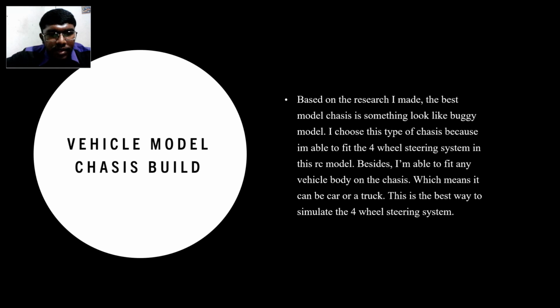Okay, now the vehicle model chassis build. The chassis is basically made of metal sheets. Based on the research I made, the best model chassis is something that looks like a buggy model. I chose this type of chassis because I am able to fit the four-wheel steering system in this RC model easily. Besides, I am able to fit any vehicle body on the chassis, which means you can fit in a car body or a truck body. This is the best way to simulate the four-wheel steering system on an RC model.